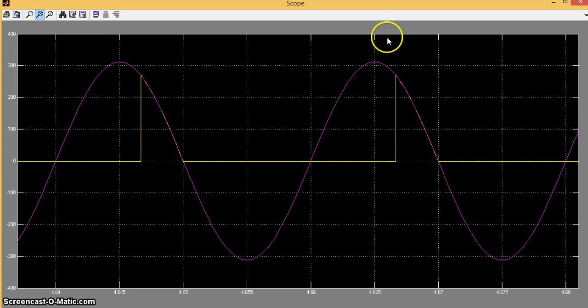See, the firing angle has become 120 degrees now. The output starts here. So the area is reducing, as we have seen from 45 degrees to 120 degrees. That means the value V0 equals Vm by 2 pi into 1 plus cos alpha is reducing. That is, the output voltage which we are going to get is reducing.